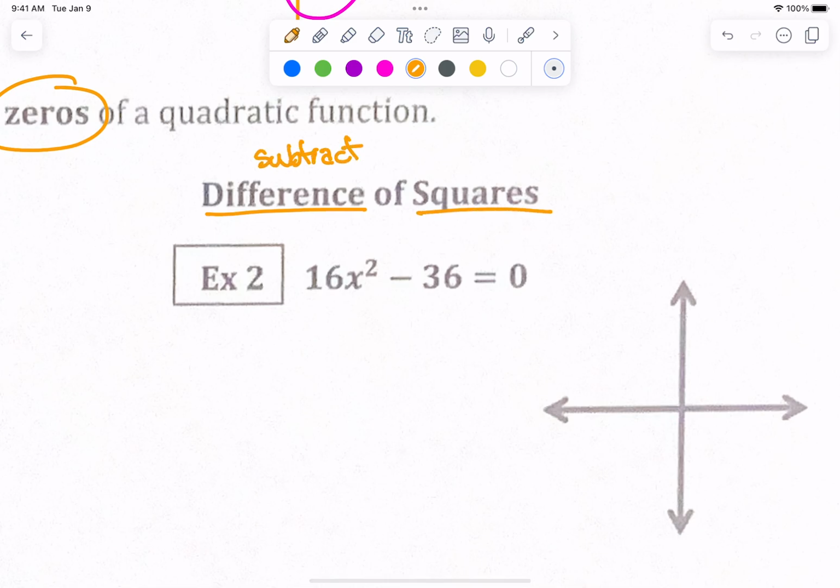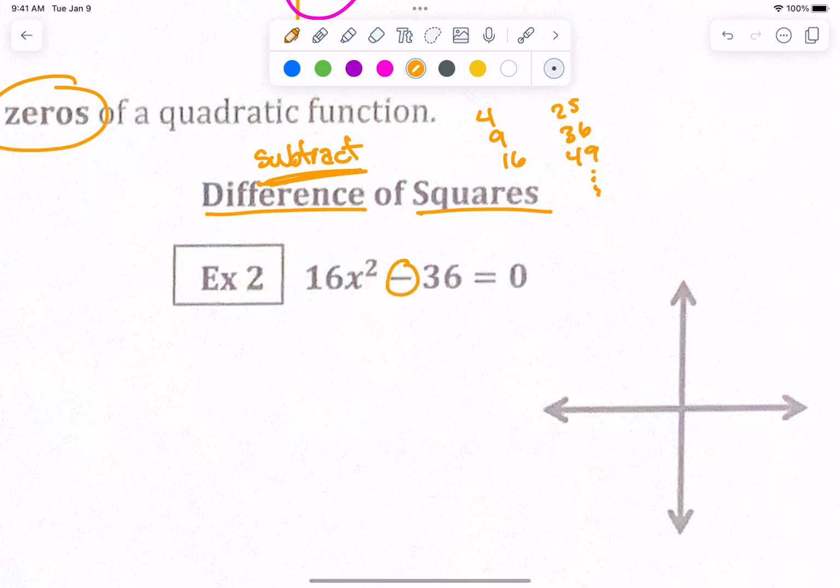And a square means a perfect square, right? Perfect squares are like 4 and 9 and 16 and 25 and 36 and 49 and so on and so forth. You continue on forever, right? We're looking at perfect squares. Got it? So the difference is subtracting numbers that are squares.